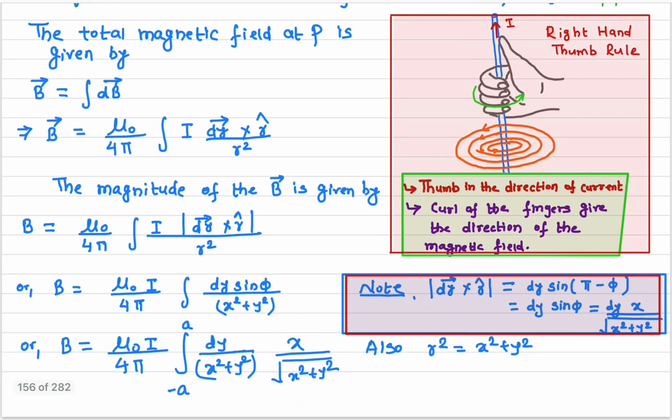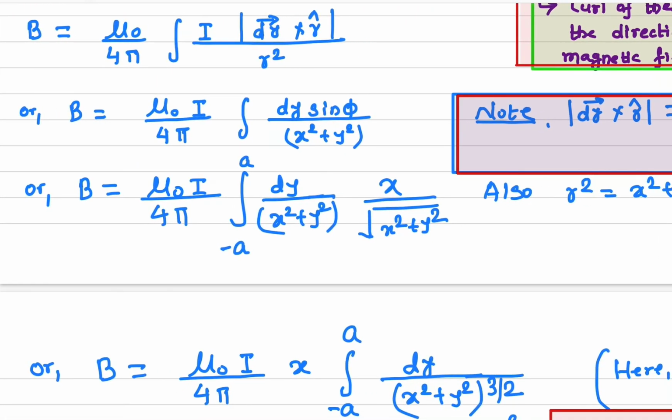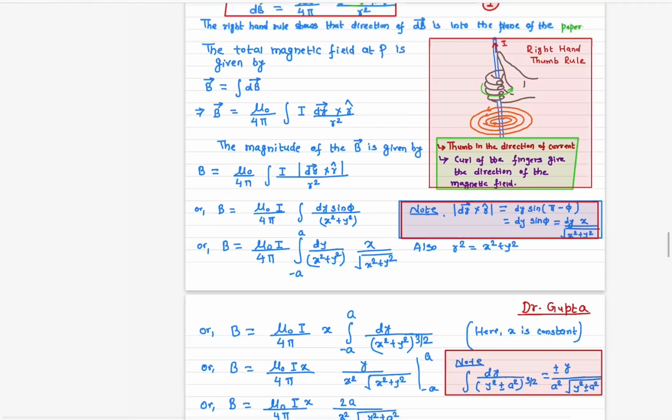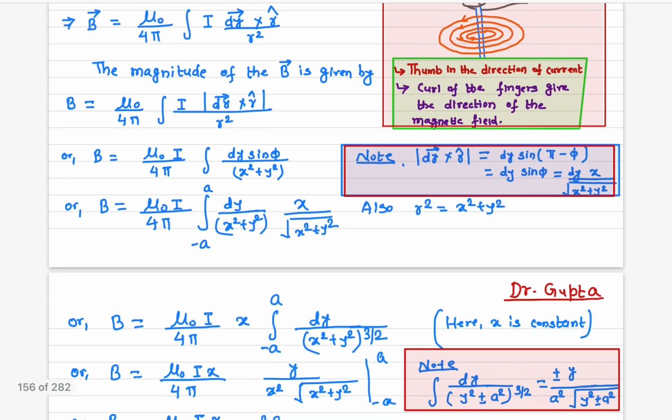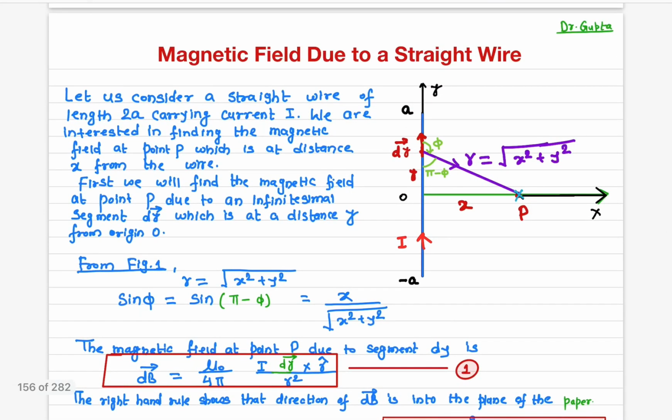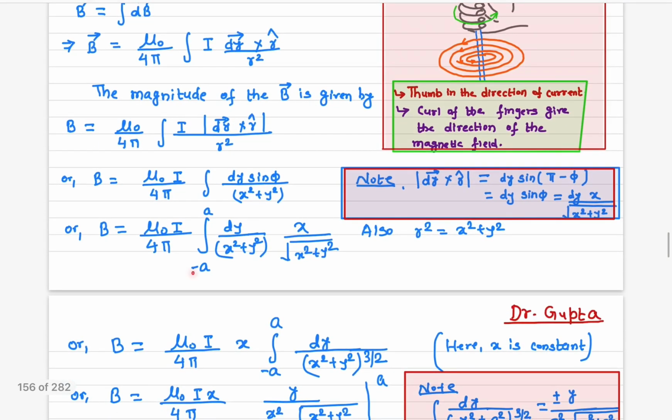So this is it. Now look at this equation, what are the constants? X is a constant here because x is the shortest distance between the wire and the point P, so I have taken this constant out. The only variable we have is y, and look at the limit of y. Y is the direction along the y axis here, so it can vary from negative a to positive a. That's the limit here.